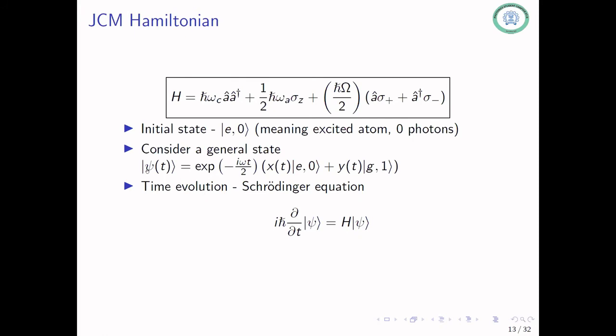And in general, we can take a general state in this form. As you can see, mod x of t the whole squared is the probability of the atom being excited and there being no photons within the cavity. And mod y of t squared is giving you the probability of your atom being in the ground state and there being a photon in the cavity. And this is just something that's introduced for calculation simplification. This is of course modulus equal to 1, so it is not affecting your probability.